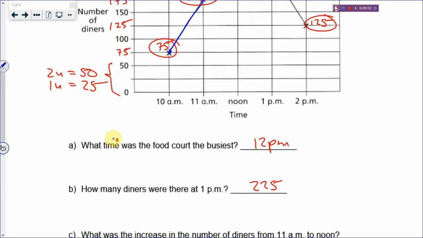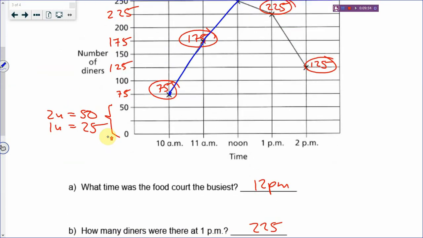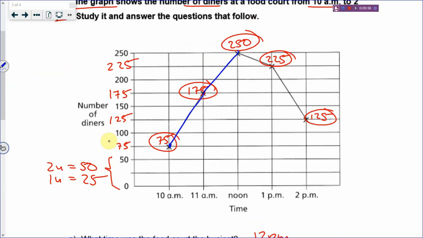So the question asks you, what was the increase from 11 to 12 p.m.? So from 175 to 250, what's the increase? So you take 250, right? Take your 250 and you minus 175, so that is an increase.